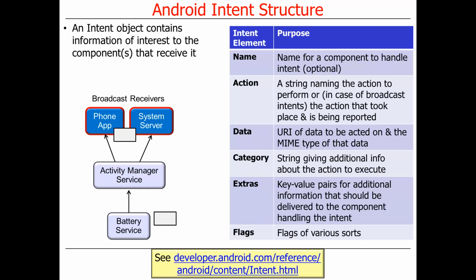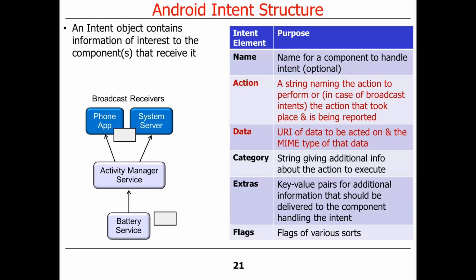So there's a bunch of different information that is available here, and we're going to talk about it very briefly, and we'll talk about it in more detail later. Some of the things that you can have are an action and data. The actions are the things that you're either asking to perform or notifying people about. So battery voltage low would be an event that's an action that you're notifying about.